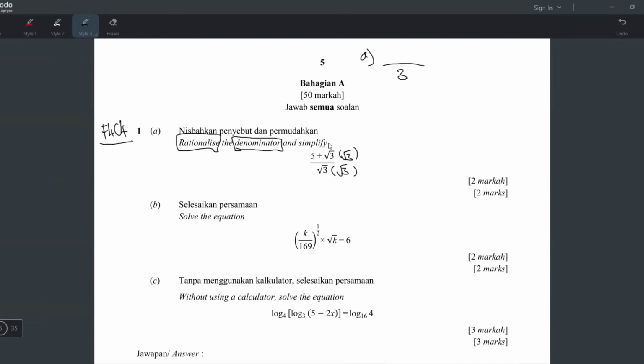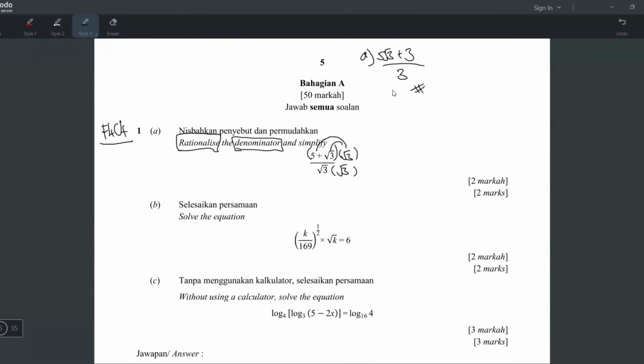And then atas pun kena darab square root 3, but this one is 2 terms and this bracket has 1 term. So cara kita darab is macam ni, macam ni. So square root 3 times 5 will be 5 square root 3. And then square root 3 times square root 3 is 3 lah. Yeah, because when you learn before, right? You learn in law of surd. When you have square root a times square root a, you get a. So square root 3 times square root 3 is 3. Okay, so dah siap lah ni hadapan dia. This is the answer.